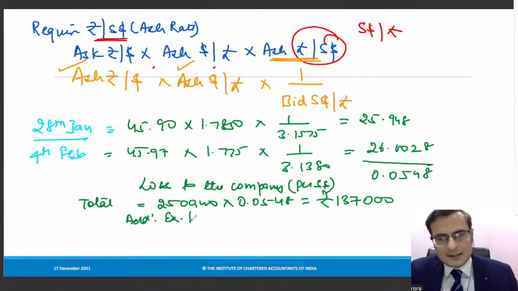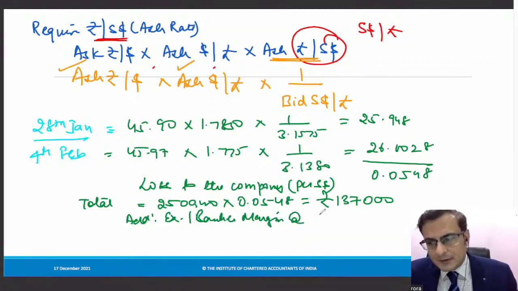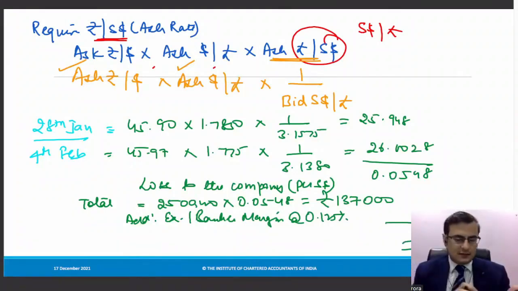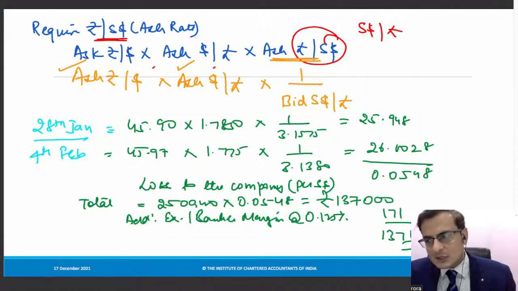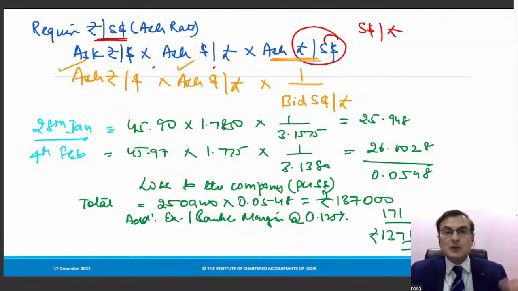And then you will add the exchange, or let's say the banker's margin, at the rate of 0.125 percent with this. So this is the total loss. On 137 thousand, 0.125 percent becomes a very small amount of 171 rupees. So you will have 137,171 as your total loss in terms of rupees, because you are in India, and you are an importer importing things from Singapore.